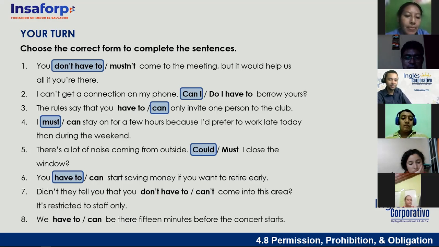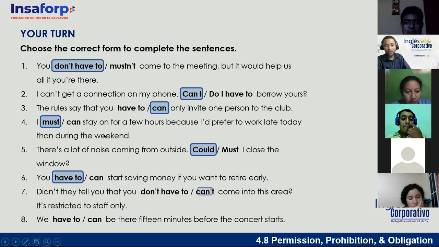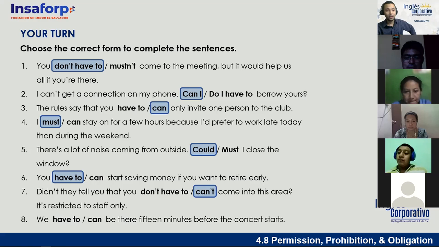Didn't they tell you that you can't come into this area? It's restricted to staff only. That's right. So if you are not part of the staff, you can't be here. It's prohibited. Very good. Thank you, Luis.